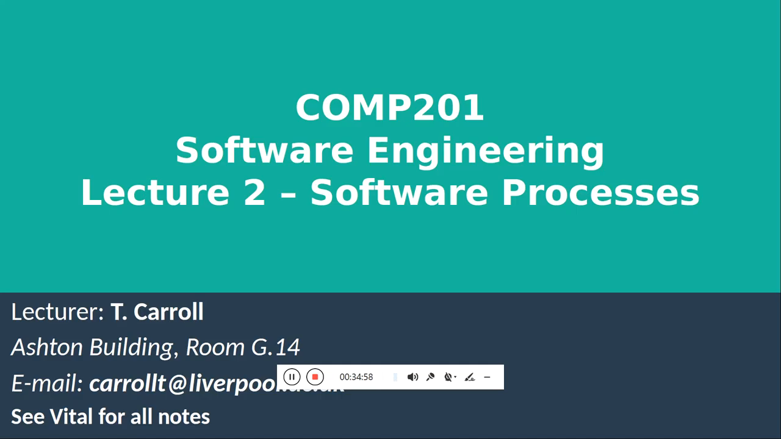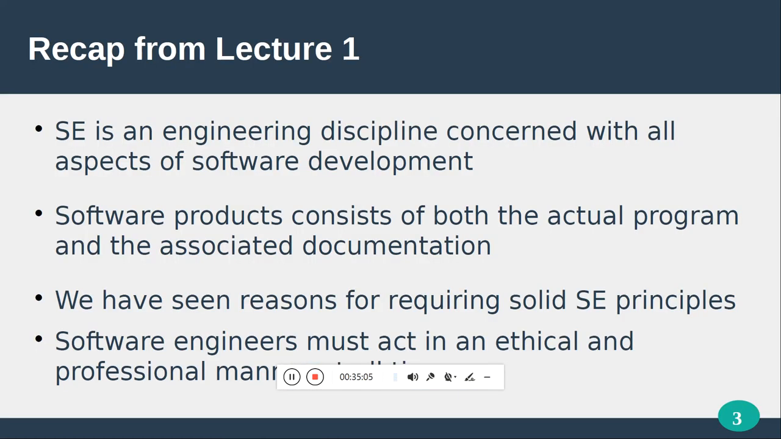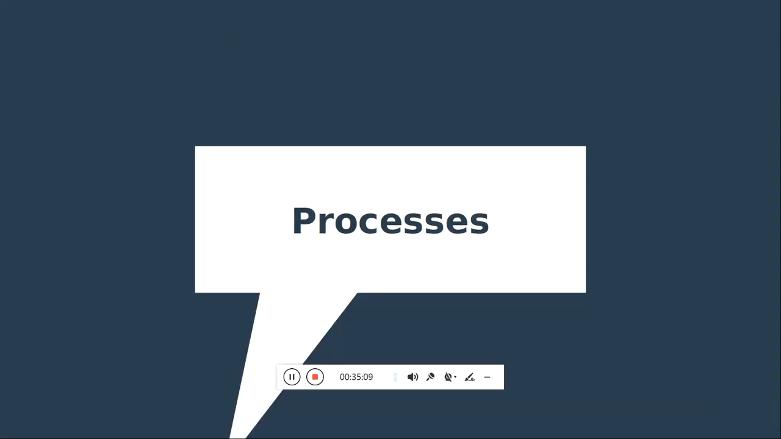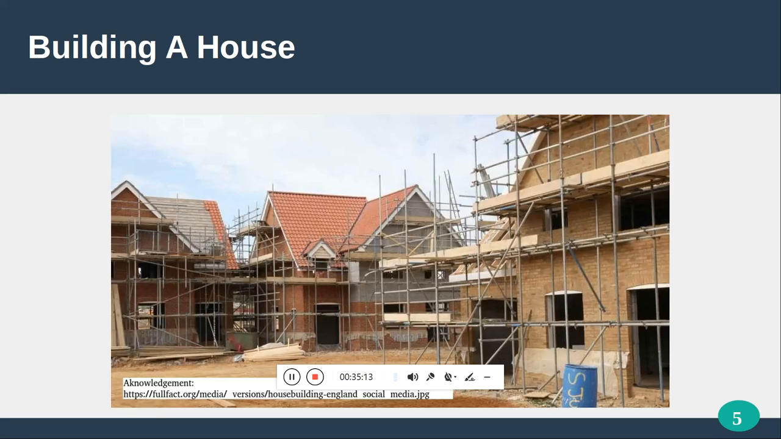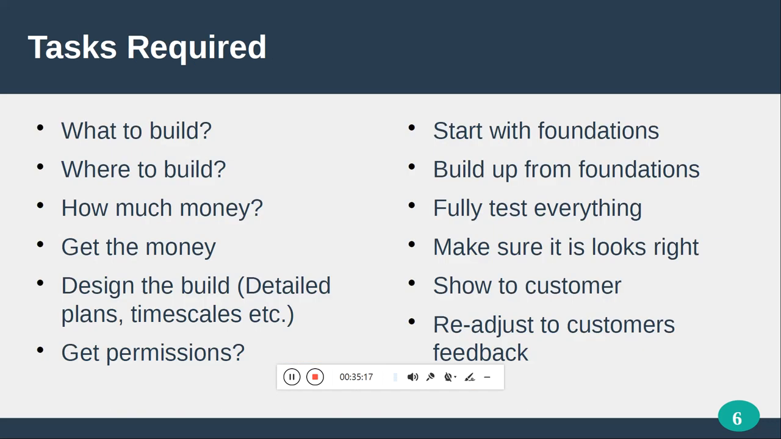Okay, the second lecture is mainly about the software process. Let's quickly recap from the first lecture. We have already finished that, and the process we are going to cover is just like building a house. Software engineering is just like building a house, remember that. If you think about that, if you want to build a house, what tasks do you need?